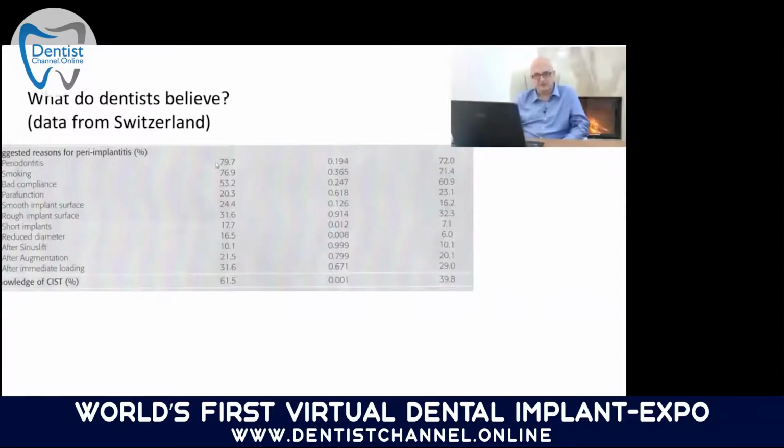But 70% say it's from periimplantitis. Then 76% say it's from smoking, from bad compliance. You see, smoking and bad compliance, this is the tendency of the doctors to move this problem to the patient. It's your problem. You didn't come, you smoked, you drank too much alcohol, you kissed the wrong girl. Whatever you did, you should comply. Please comply. If you don't comply, it cannot work.